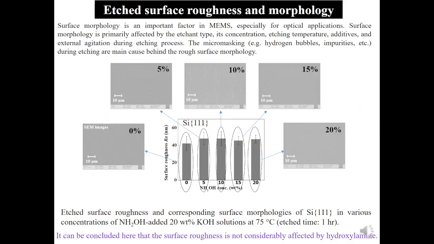The etched surface morphology and roughness, you can see here, are not affected. Surface roughness and morphology are not affected significantly by the addition of NH2OH.